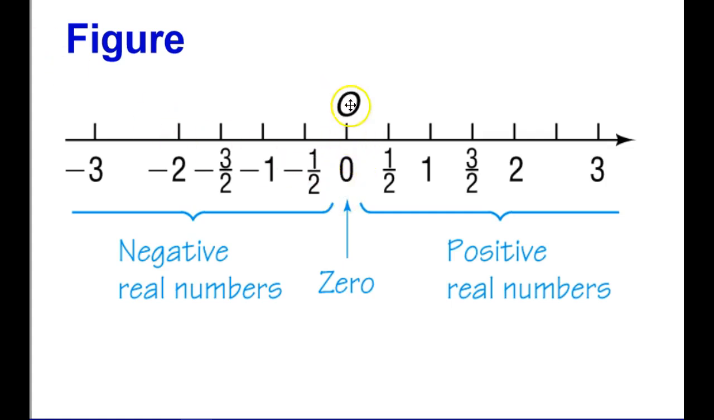So again, here's my number line. Here's 0. I've got my negative real numbers and my positive real numbers. We will get into imaginary numbers this year, but for now, let's live in some real numbers.